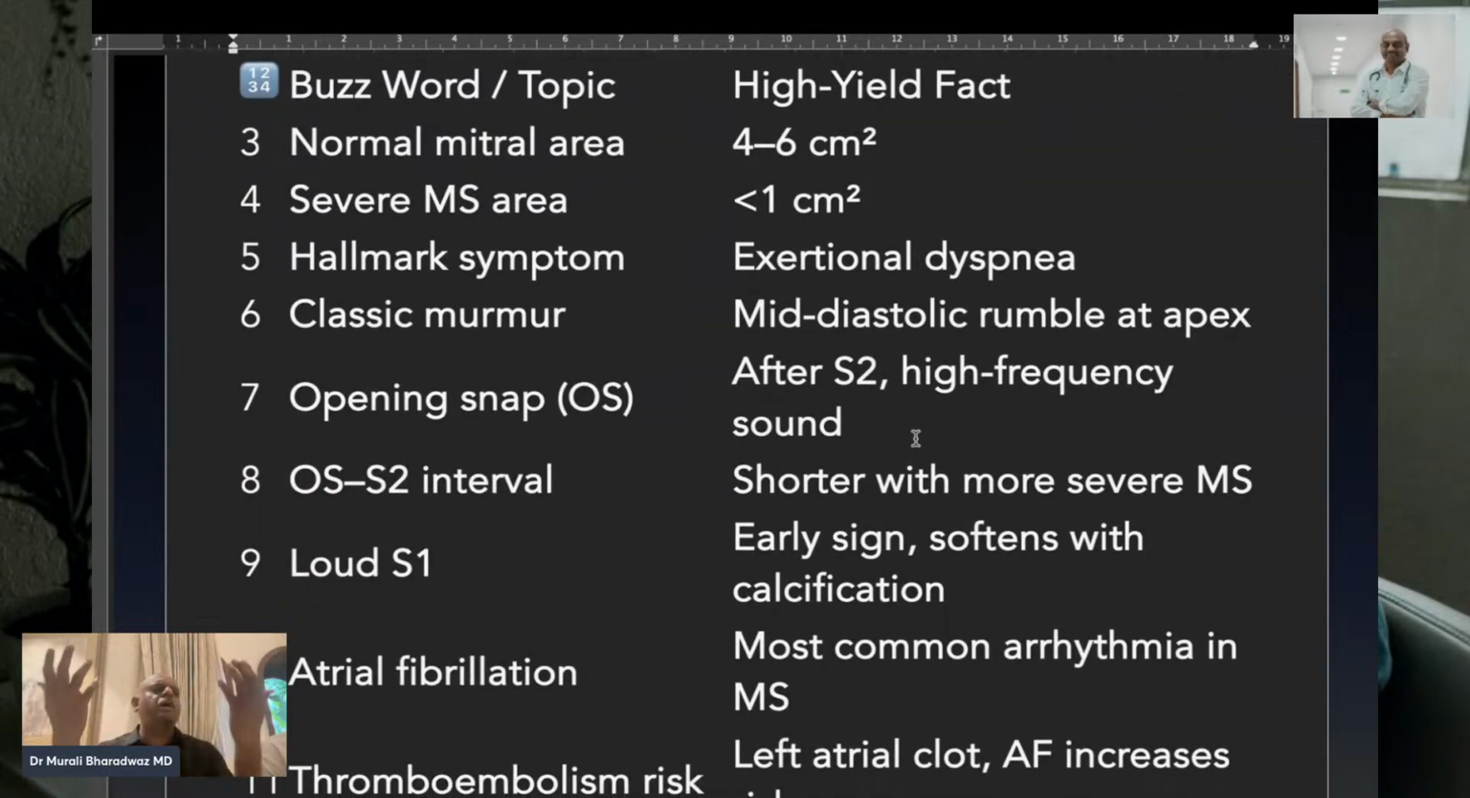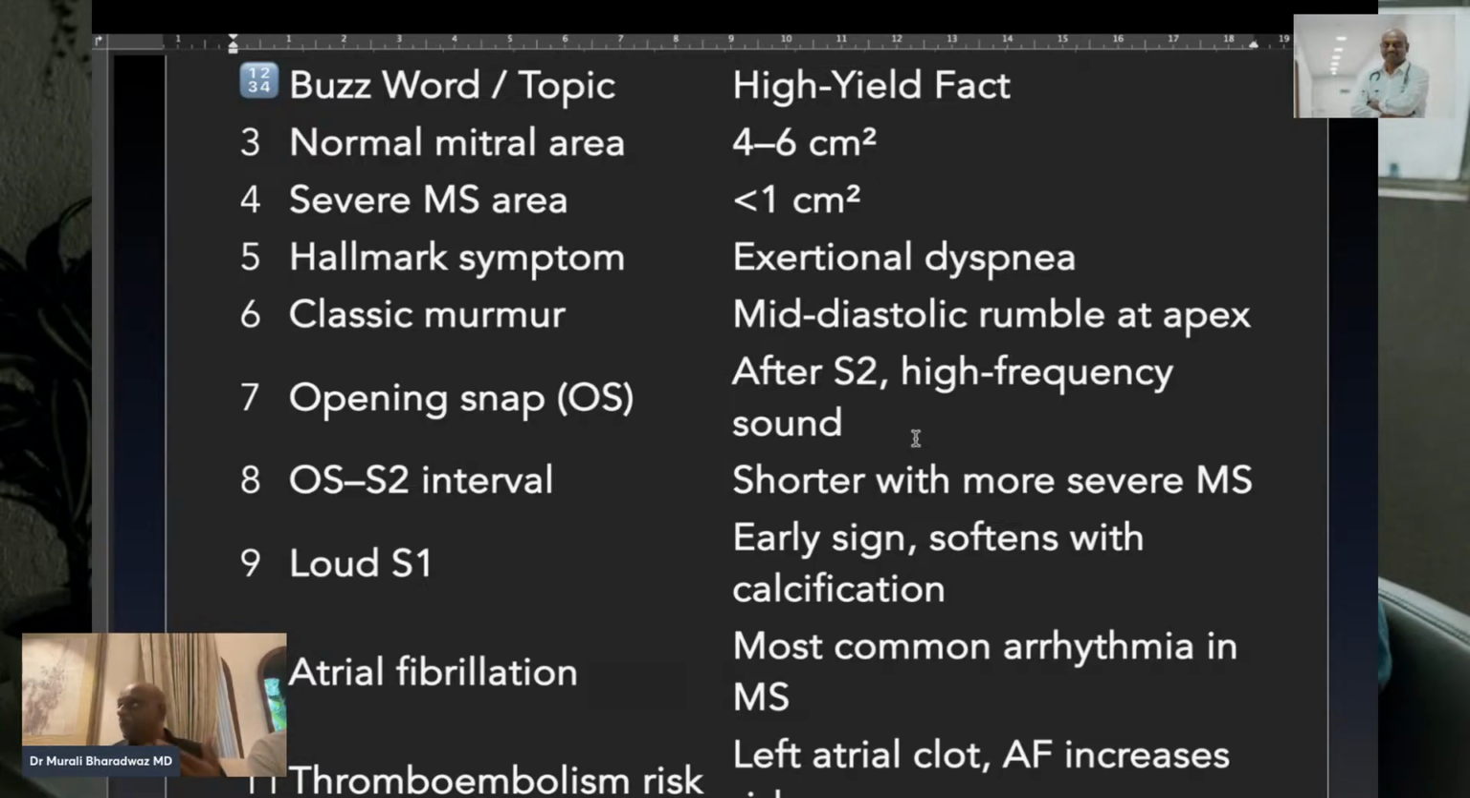And what is the hallmark of MS? Exertional dyspnea. Whenever mitral stenosis is there, the pressure inside the left atrium increases, unable to push into the left ventricle. LAP, left atrial pressure increases. That will in turn reflect on pulmonary capillaries. That's the reason pulmonary capillary pressure will increase. So that is what we need to basically remember.